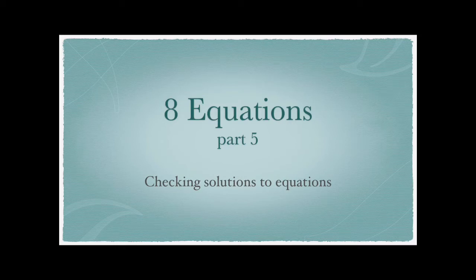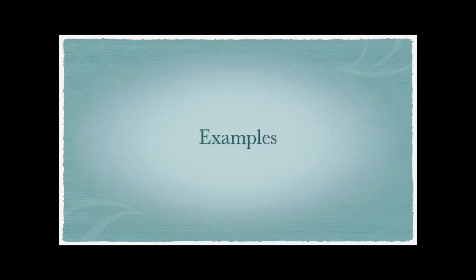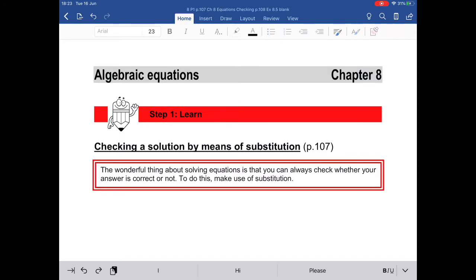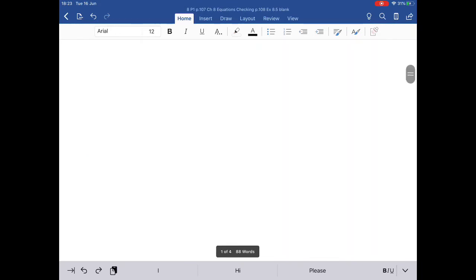This is part 5 in our grade 8 equations, and what we are going to do here is check the solutions to equations. Let's look at the examples. We're now going to use substitution to check whether our equations are correct. This is wonderful because this is the only part of algebra where you can make 100% sure that what you have done is correct.